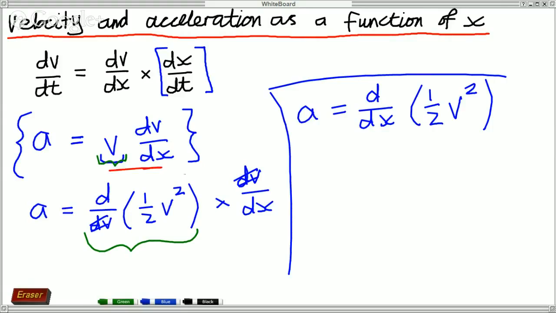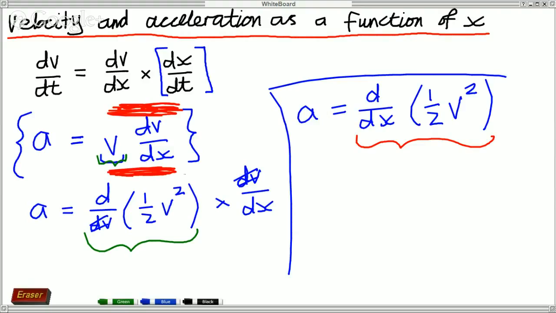So the acceleration is equivalent to this here. So whenever you see a, the acceleration, which can also be written as the second derivative of displacement with respect to time, or dv/dt, it can also be written as this. So acceleration is equivalent to v dv/dx, and it is also equivalent to d/dx of a half v squared. So these are two important identities to keep in mind.